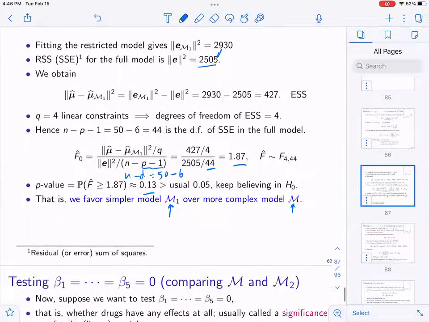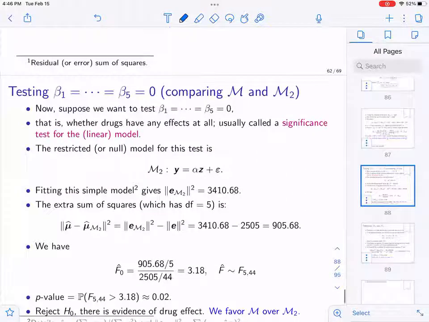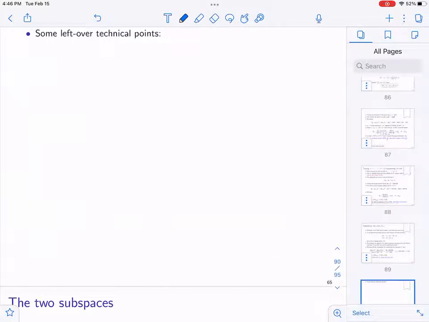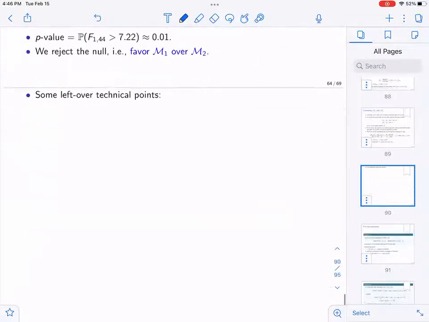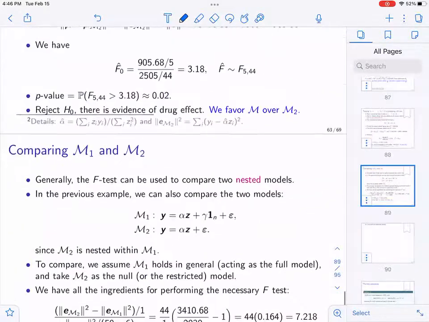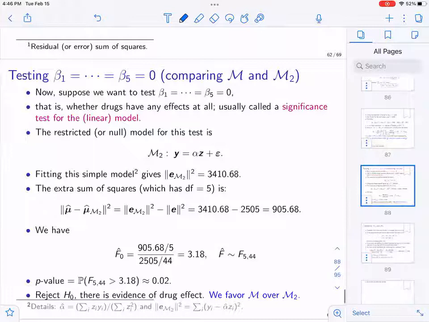Let me just quickly mention that you could test, for example, another hypothesis, which tests whether any of these drugs have any effect. So once we know that they're all equal, we can test whether all of them are equal to 0 or not. That would be a new hypothesis. You can encode this if I just add another constraint, so let's say beta 5 is equal to 0, to the original set of constraints. So I get 5 constraints.